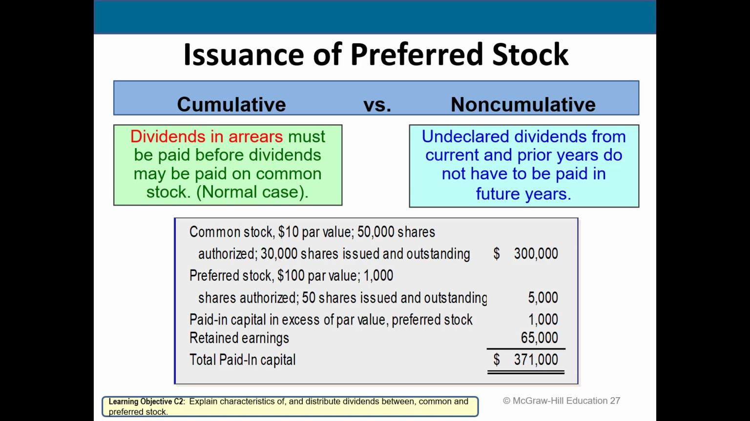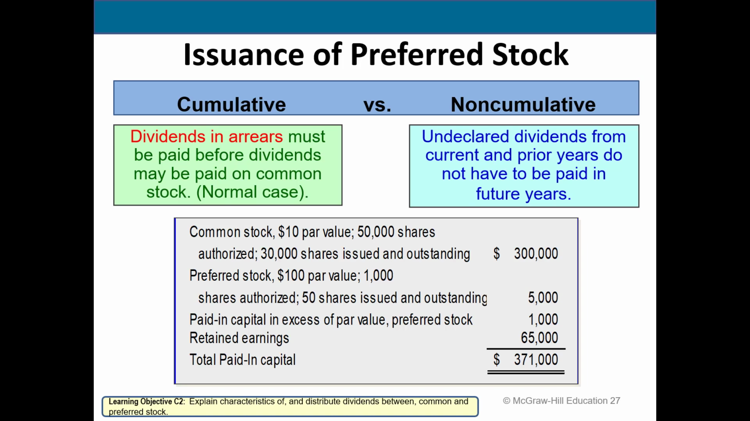So if a dividend is not declared, or if the dividend declared is not large enough, there can be what's called dividends in arrears, where that amount is owed to the preferred shareholders. If it's non-cumulative and a dividend isn't declared in a particular year, then the preferred shareholders are not owed that amount in the next year.